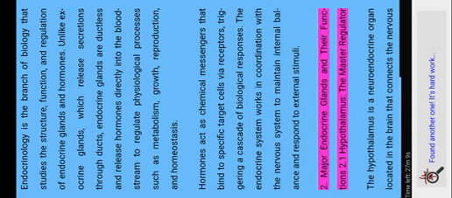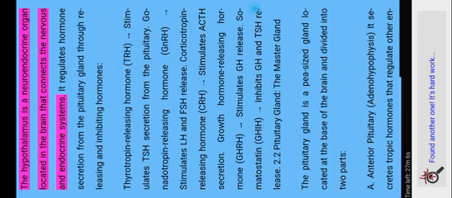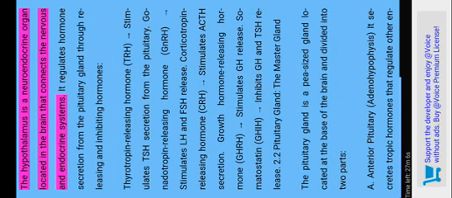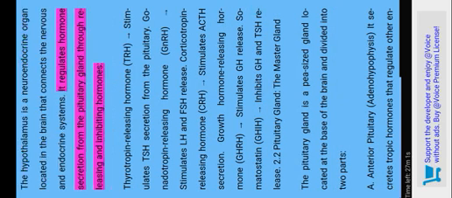2.1 Hypothalamus, the master regulator. The hypothalamus is a neuroendocrine organ located in the brain that connects the nervous and endocrine systems. It regulates hormone secretion from the pituitary gland through releasing and inhibiting hormones.